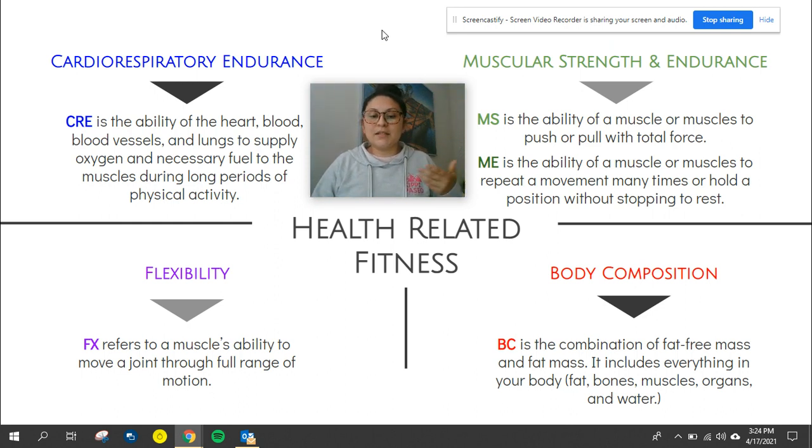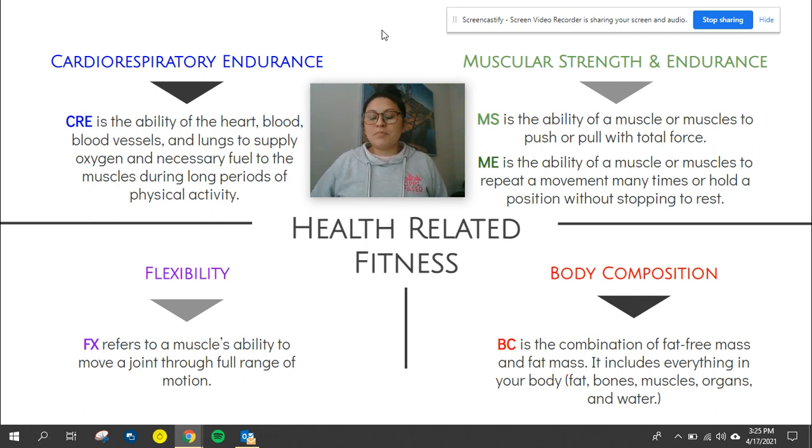Flexibility, it just means that at your joints, you need to be able to move through full range of motion. So, for example, if you can't touch your feet, we want to be able to increase your flexibility at your hips so that you can touch your feet. And as you get older, we want to continue working on those hips so that you can reach your toes and have that full range of motion.